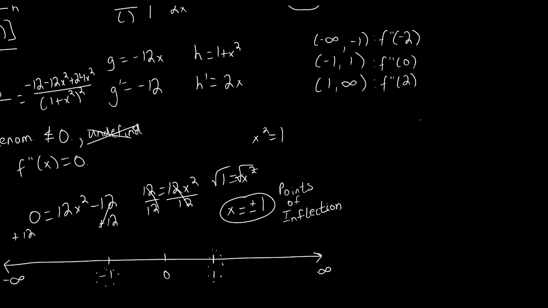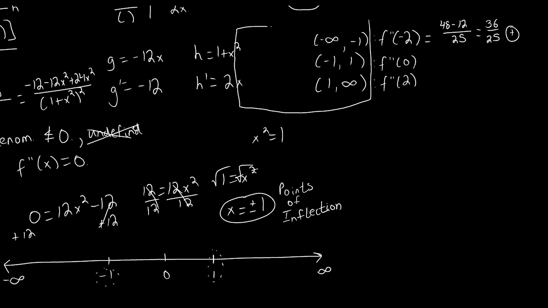For f double prime of negative 2, if we plug negative 2 into our original second derivative, after a little work in our head we get 48 minus 12 over 25. This evaluates to 36 over 25, which is positive. I'm going to box these in just so we know where our answers are. That was a horrible box. I kind of got everything in there. Let me fix that. Let me do this right this time. There we go. That's better.